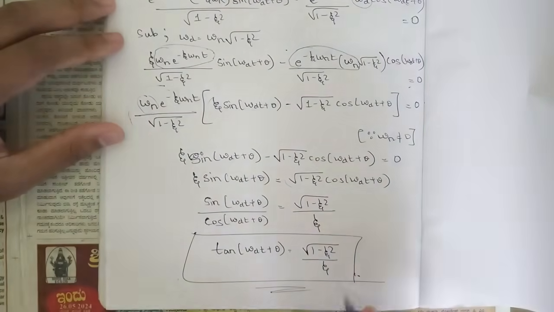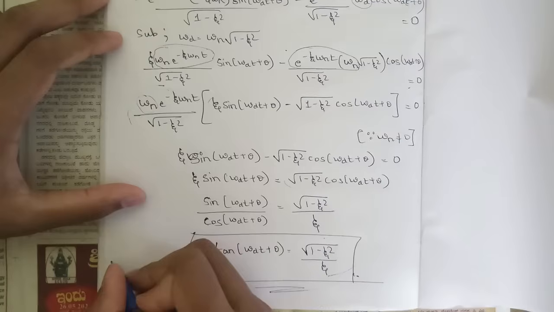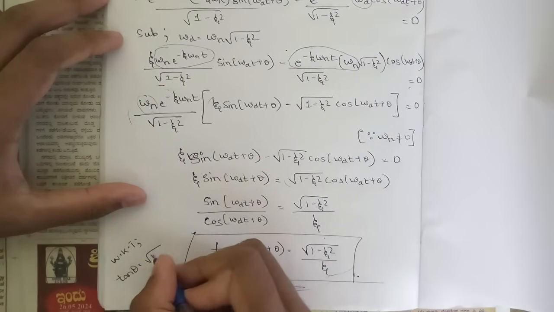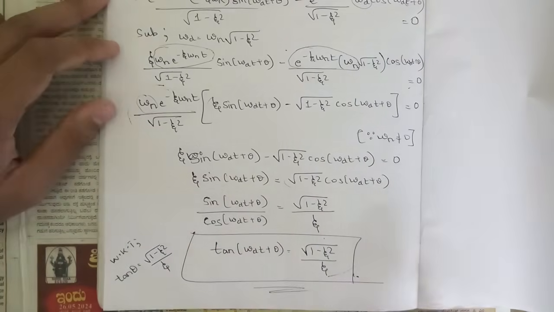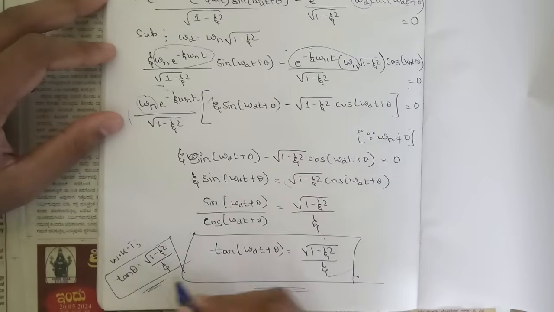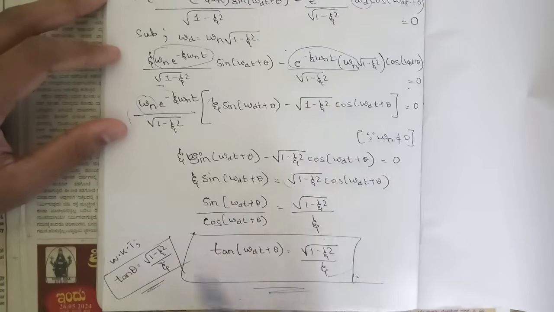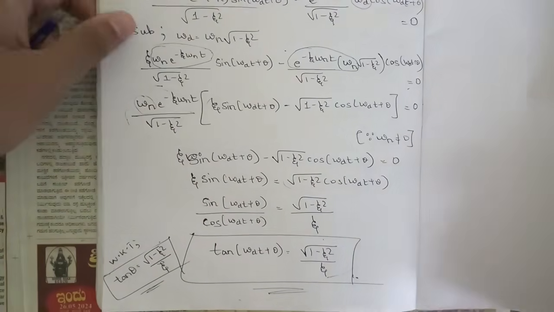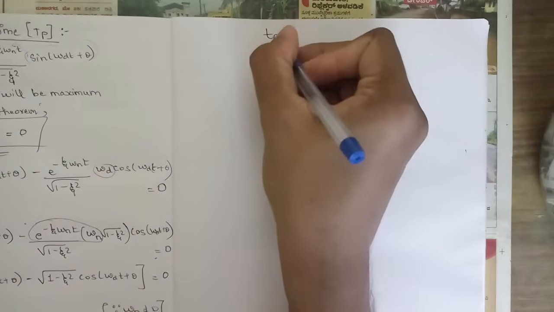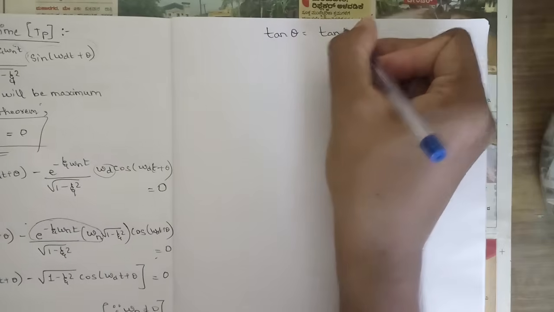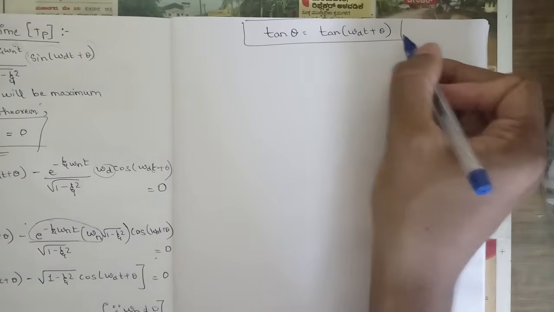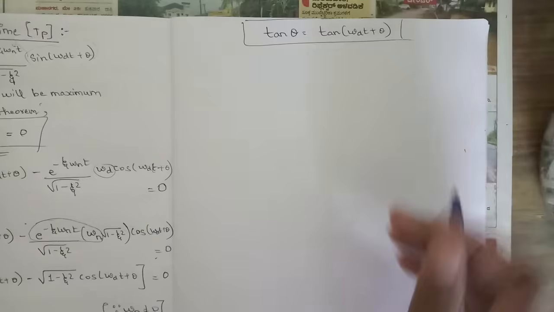But we have one more relation for this term if you observe carefully, that is we know that tan theta is equal to square root of 1 minus zeta square divided by zeta, right? So in the previous derivation for output response we have seen one relation, right? Tan theta is equal to square root of 1 minus zeta square divided by zeta. So what we need to do is equate these two terms, so after equating those two terms we are getting tan theta is equal to tan of omega dt plus theta, right? So this is one more relation which we are obtaining.